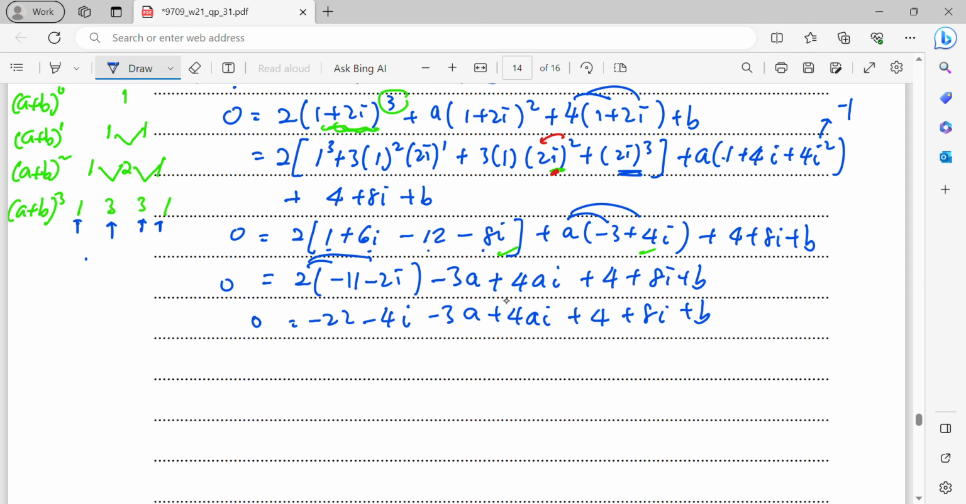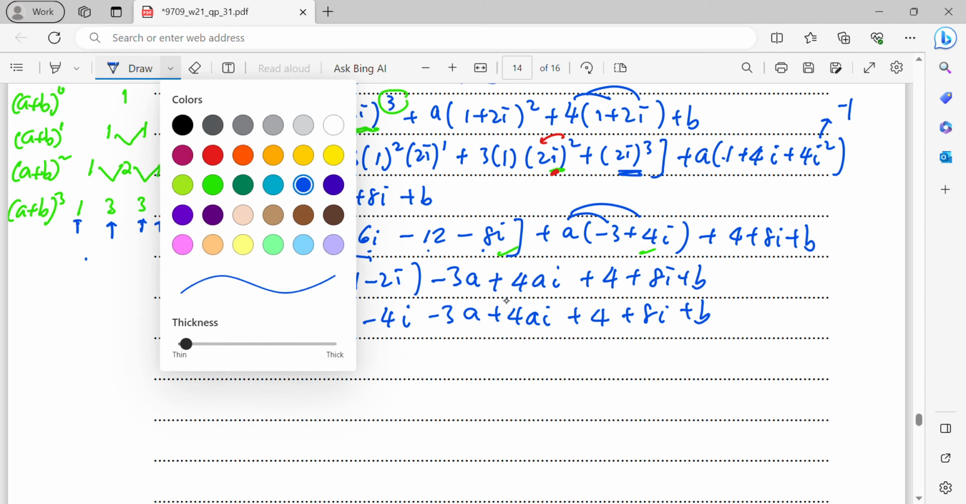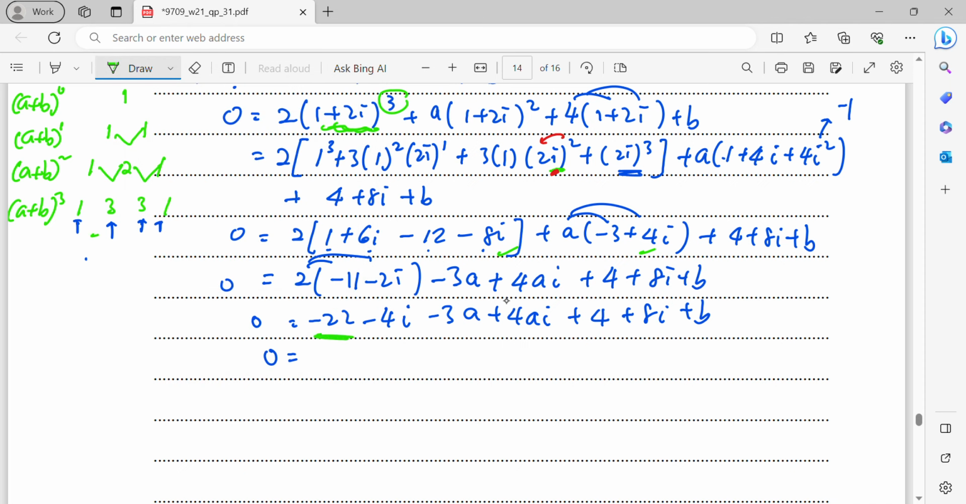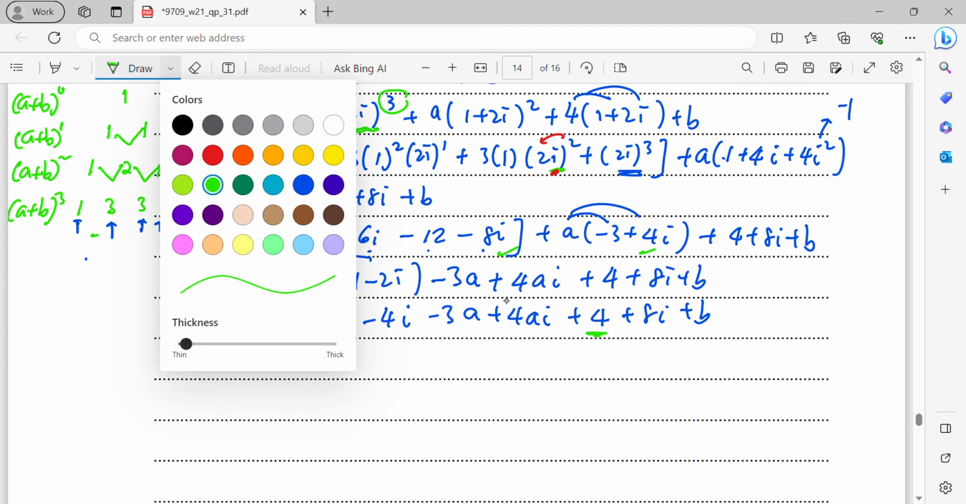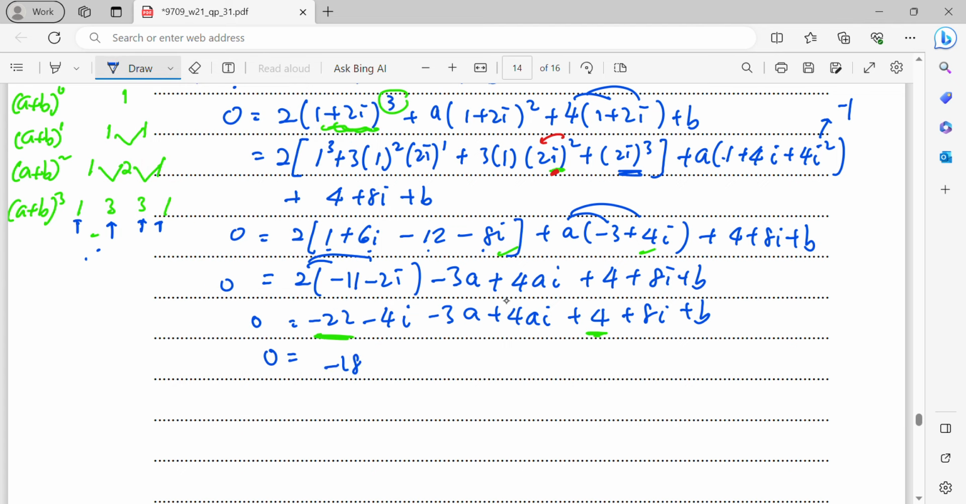Okay, so then this one looks easier. Now, I will group the real part. So minus 22 plus 4. I will get minus 18. So here minus 18. And then here minus 3a plus b. All this will be my real part. Okay, then for the i I will have minus 4i plus 8i. So I will get 4i. So I will take out the i and get 4. Then the remaining term is 4ai. So plus 4a. Alright.